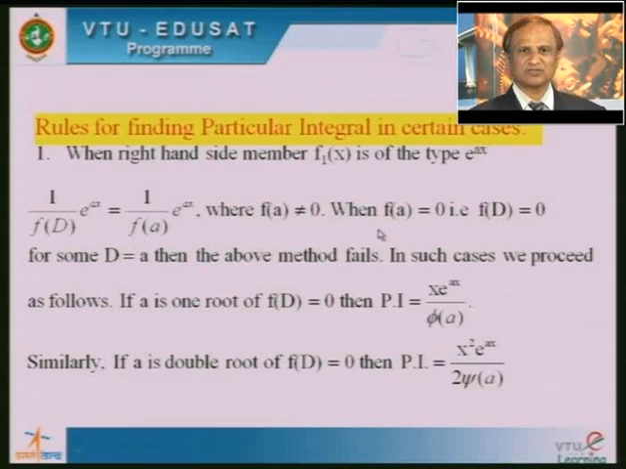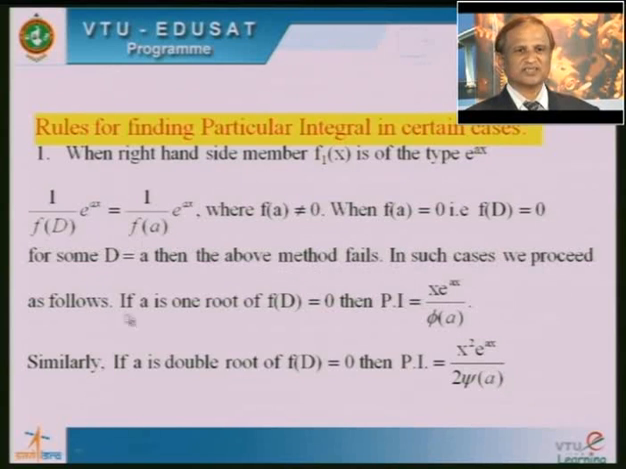If it is not equal to 0, we proceed. But when f of a is equal to 0, that is, f of D is equal to 0 for some D equal to a, the above method fails. It is a very simple concept. For 1 upon f of D times e raised to ax, I replace D by a and verify whether f of a is equal to 0 or not. If f of a is equal to 0, then this case fails.